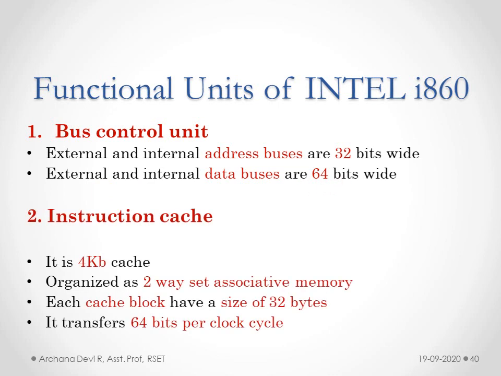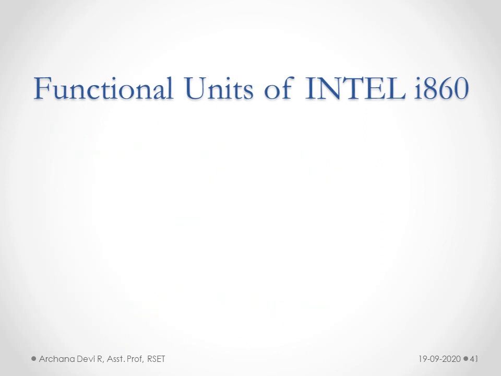Then the instruction cache. The size is usually 4 kilobytes and it is organized as a two-way set associative memory. There are different ways in which we can organize a cache, right? You'd have heard of direct mapping, set associative mapping. So here it is two-way set associative. The block size in the cache is 32 bytes and it can transfer 64 bits per clock cycle. In every clock cycle it can transfer around 64 bits of an instruction, not data.